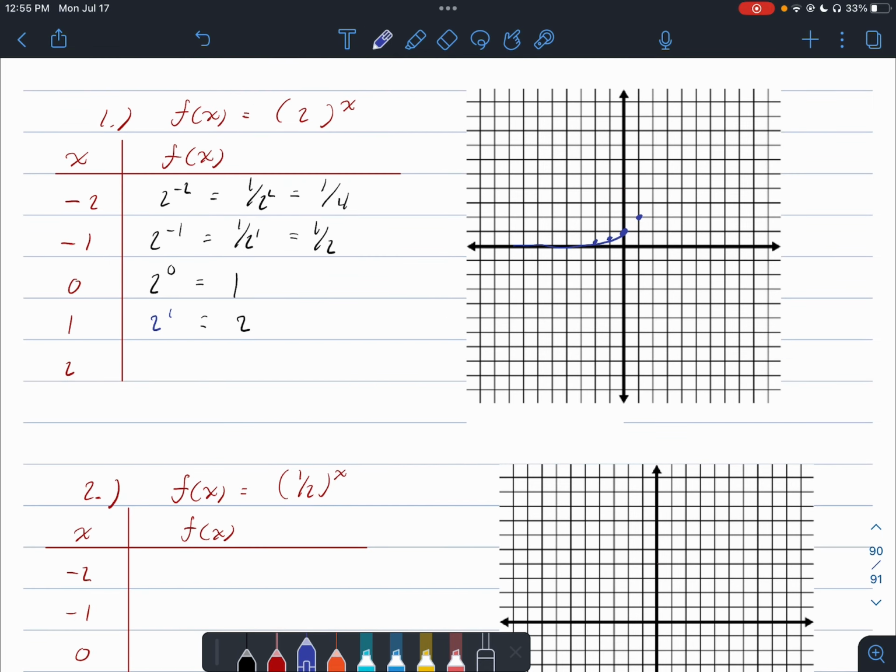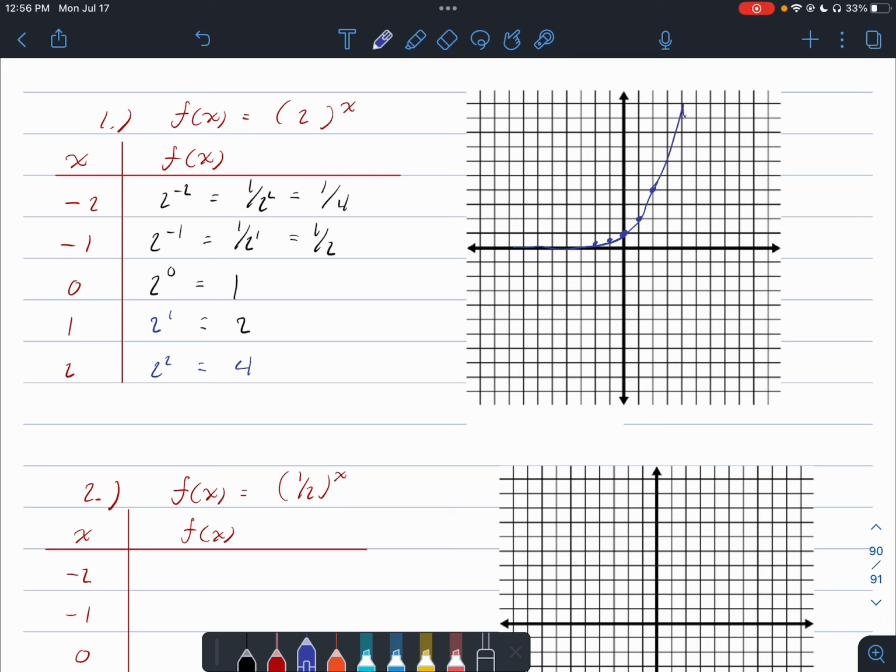Okay, now let's try x equals 2. So we'll have 2 squared, or 4. So at x equals 2, we'll have f of x is equal to 4. So we see that it's growing rapidly, about like this. And so we can get the general shape of our graph, and it'll look like that.